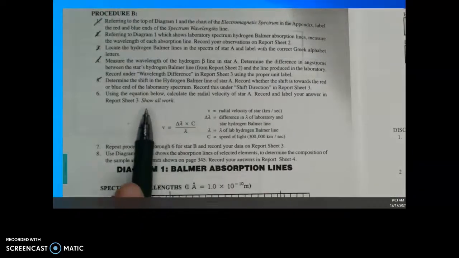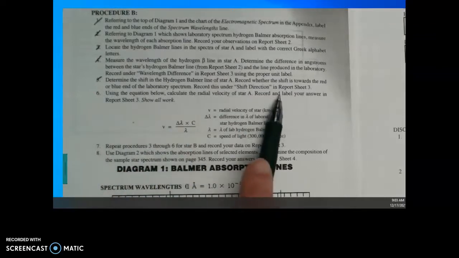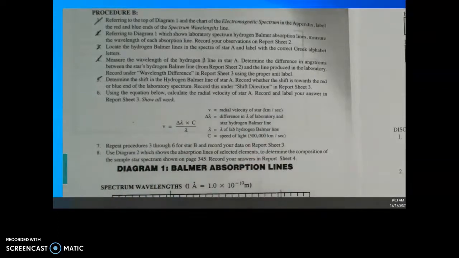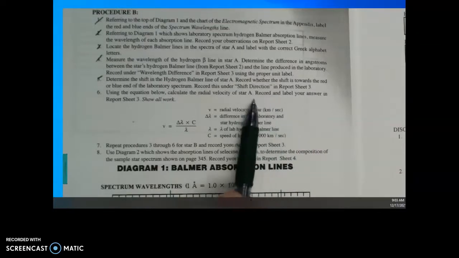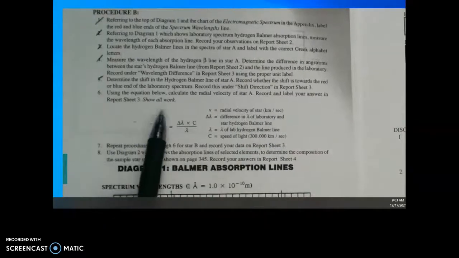Number 6 says, use the equation below to calculate the radial velocity of star A. Radial velocity is how fast this thing's moving away from us. Okay, and this is going to end up being in kilometers per second. And it says, record and label your answer, report sheet 3, show all your work.